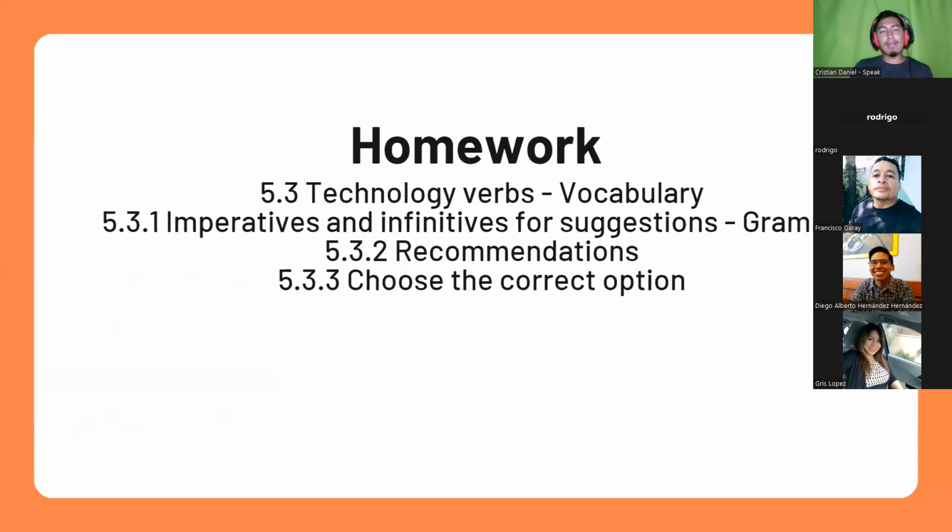Okay, everybody, just please continue working on Unit 5 and complete the next activities. Complete activity 5.3 and finish in activity 5.3.3. Okay, I'm not pretty sure, but I guess these are the final activities or almost the final activities that we have in Unit 5. Okay, everybody, please work on the platform.